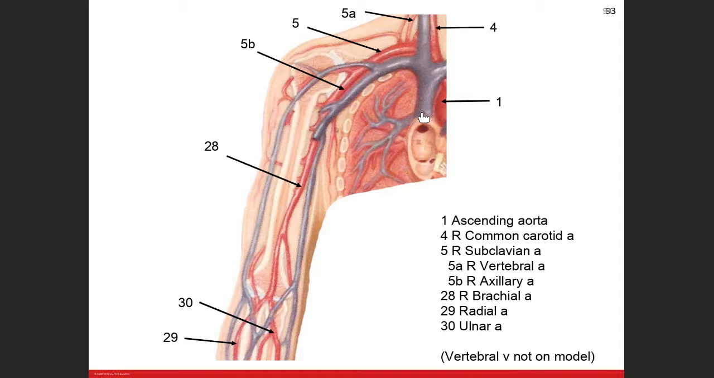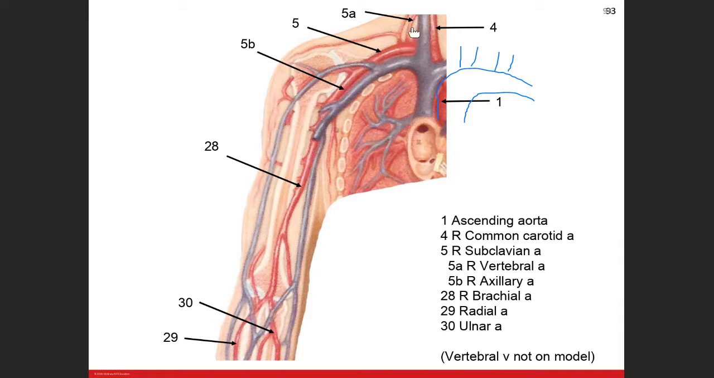So for here, we're going to start with the heart and work our way out. Not the best picture, we can't really see too well, but this is the ascending aorta. The ascending aorta gives off 3 branches. The first branch that you can see here is the brachiocephalic trunk. Remember, the brachiocephalic trunk is going to split off into your right common carotid, and then it's going to split off into the right subclavian.